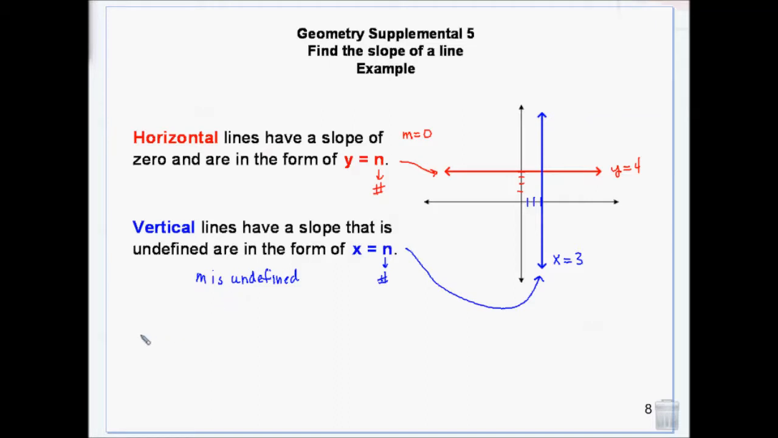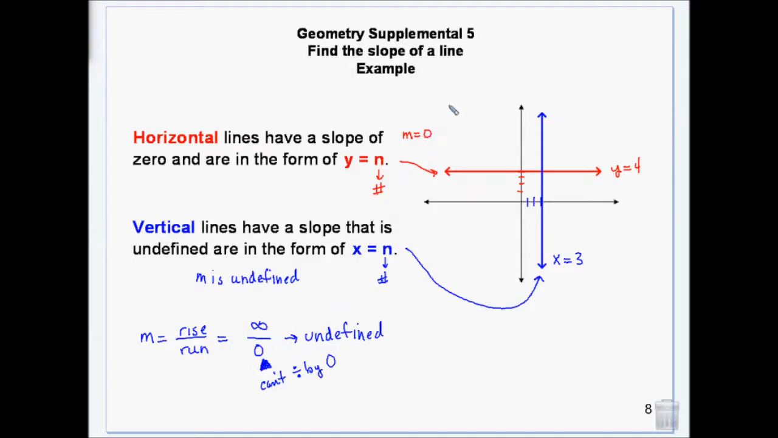Okay, so why is it undefined? Slope is rise over run, right? Well, it's going straight up and down forever, so the rise is infinity. But the run is how far it goes sideways. Well, that's 0, and we cannot divide by 0. That's a big fat no. So this is undefined. That's why: there's no sideways motion. If there's no sideways motion, then the run is 0, and then you're dividing by 0, which you're not allowed to do.